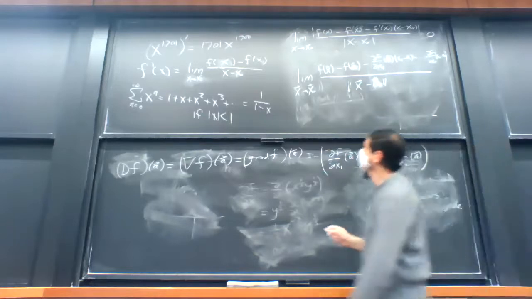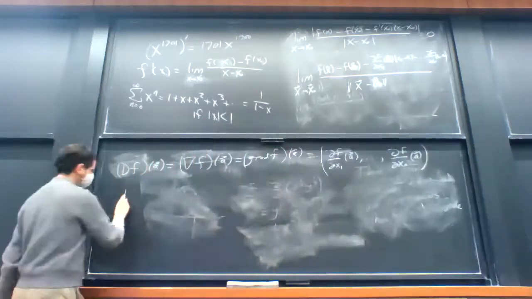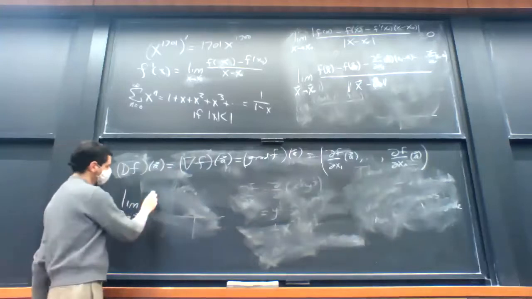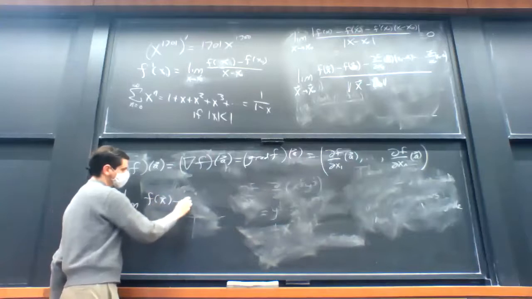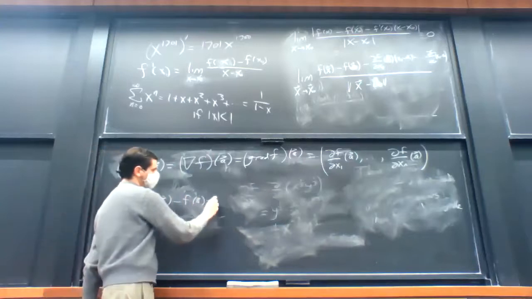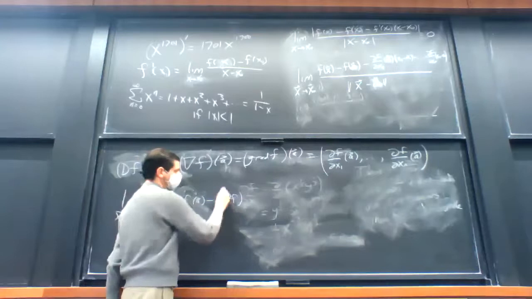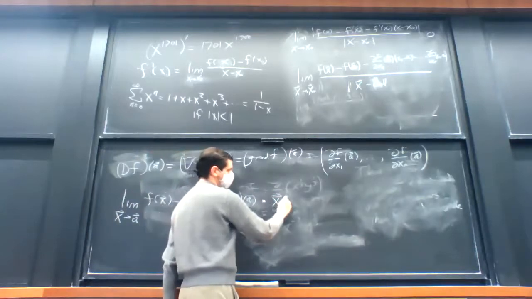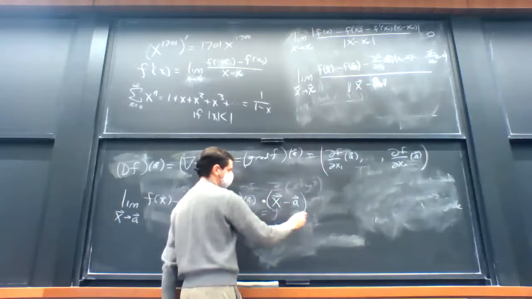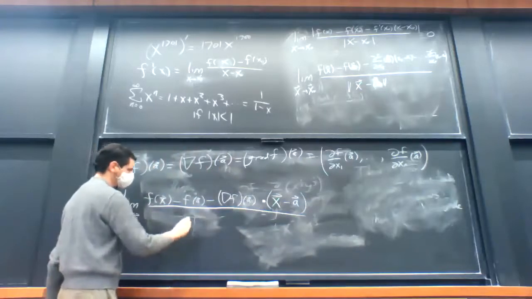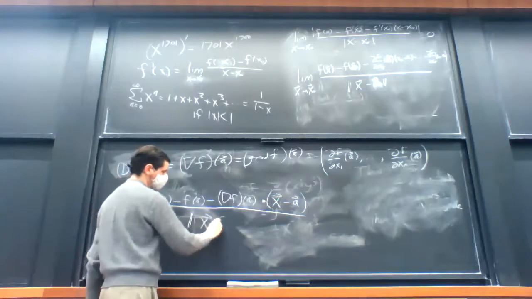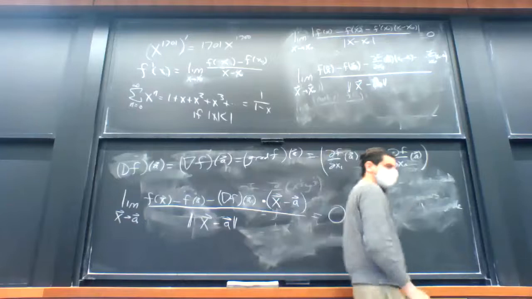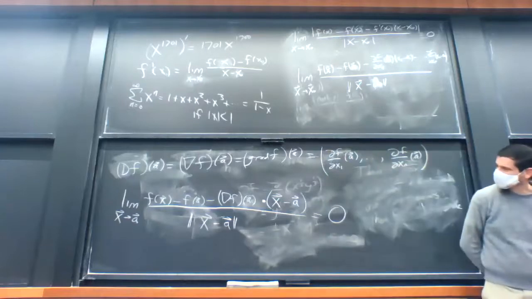Yeah. So what we have is the limit as x goes to A of f of x minus f of A minus the gradient of f at A dotted with x minus A, divided by the length of x minus A. Do I need to put an absolute value in the numerator?